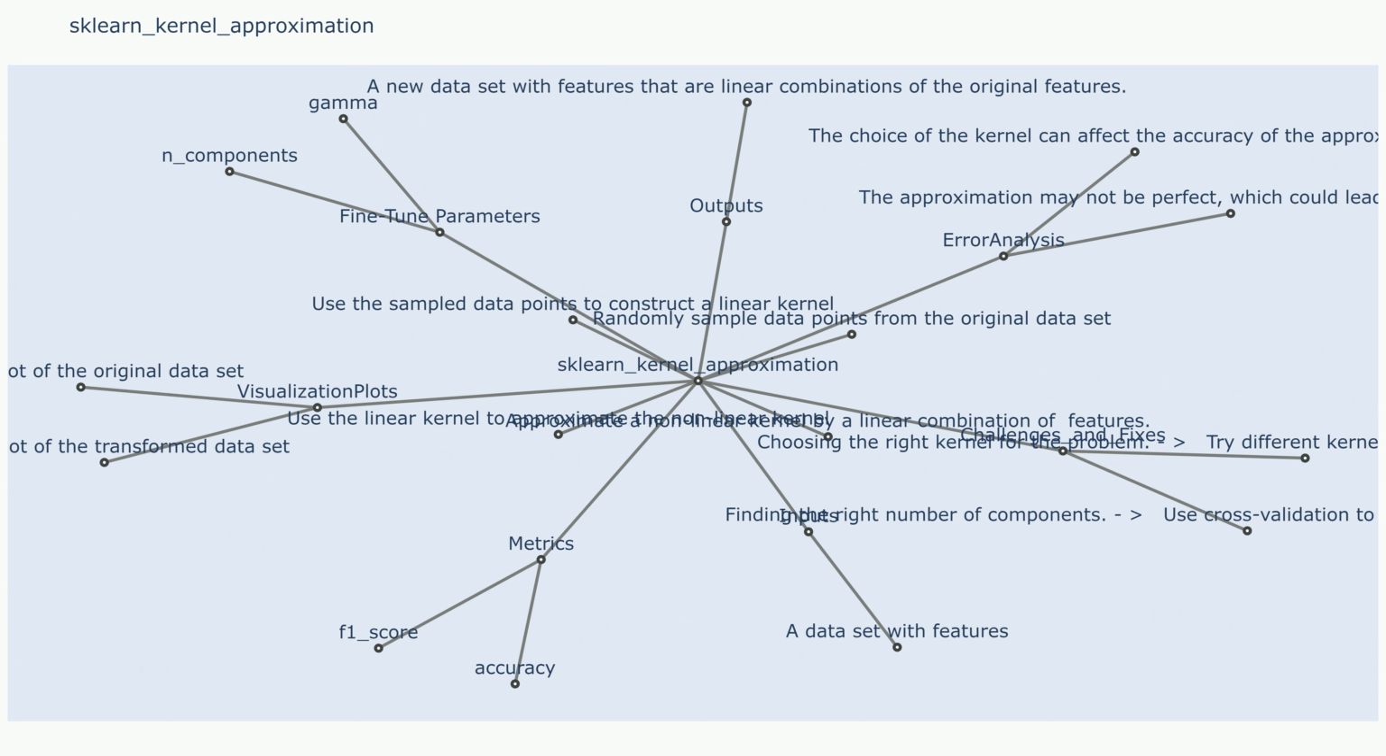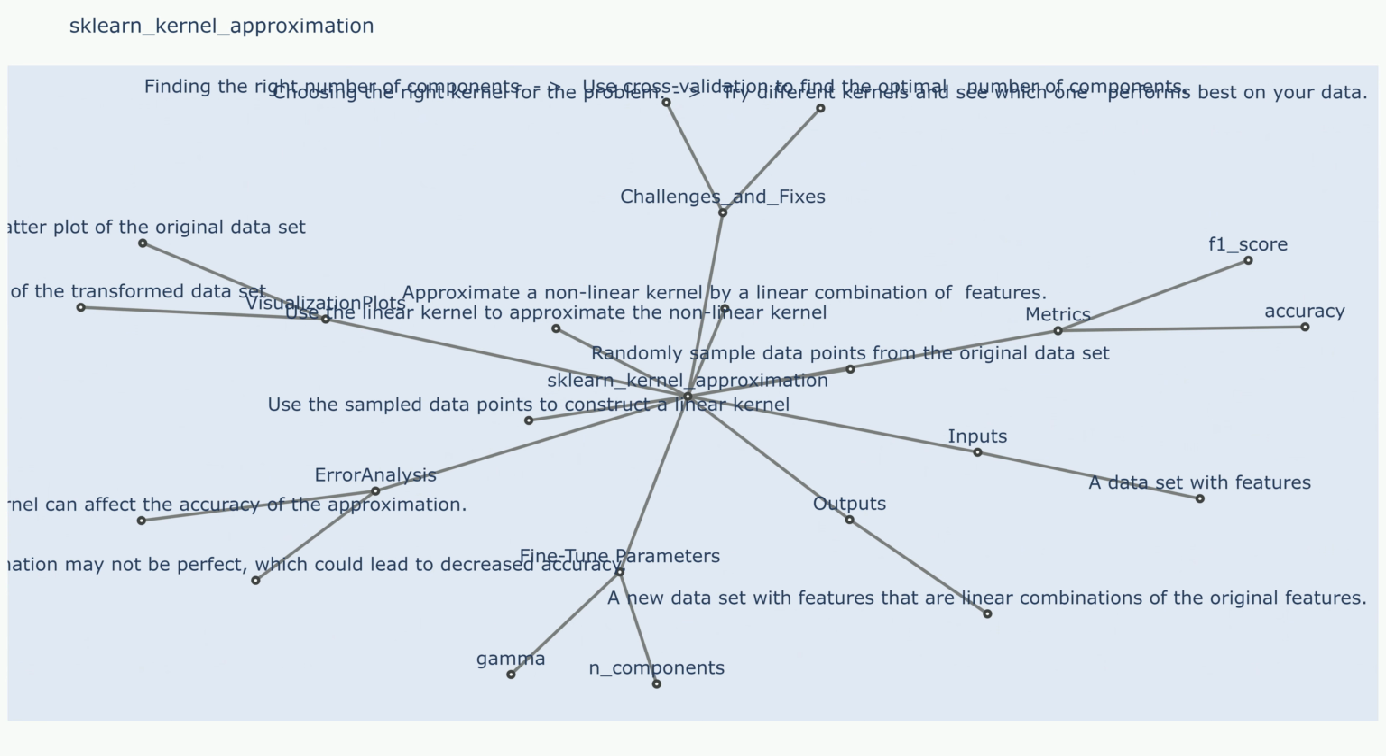Fine-tune parameters. Gamma controls the width of the kernel function, influencing the level of nonlinearity. Number of features determines the dimensionality of the approximated feature space.